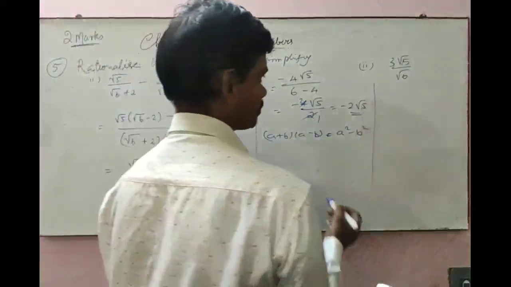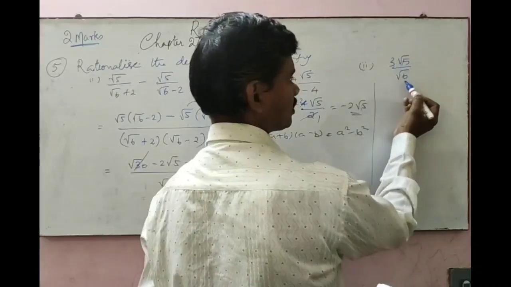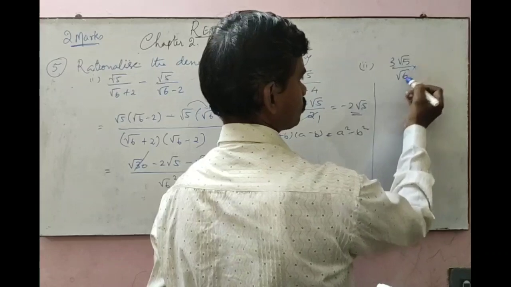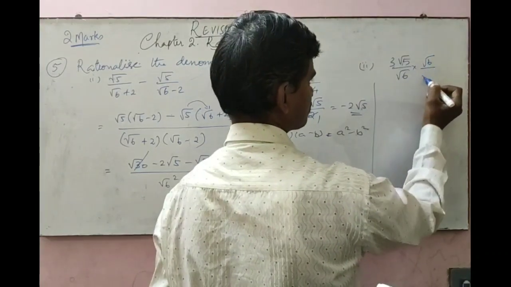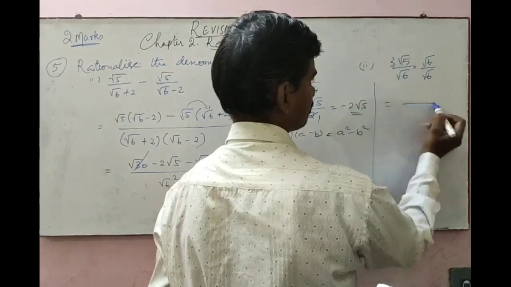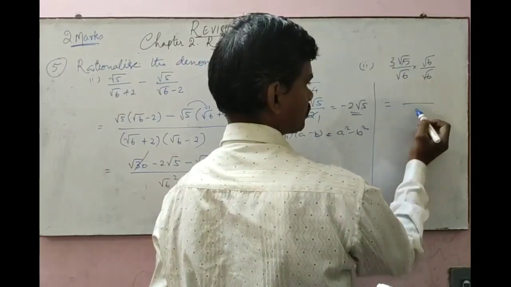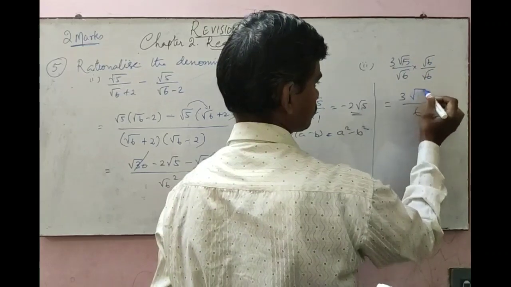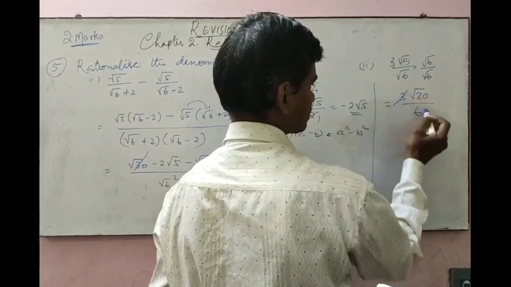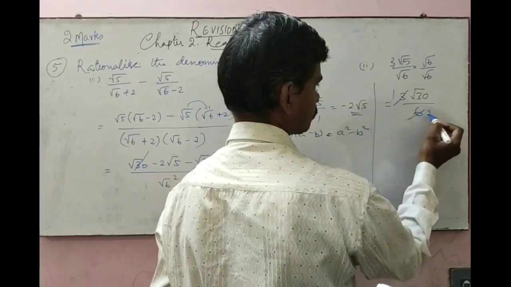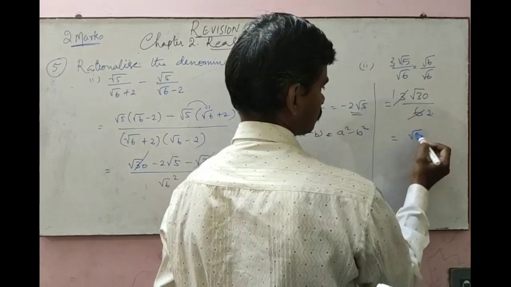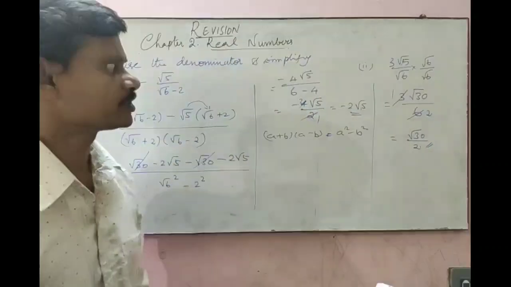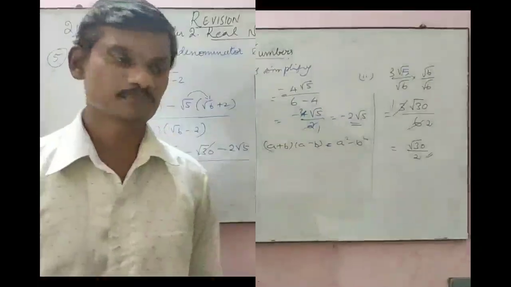Next, in the second subdivision, here we have 3 root 5 by root 6. So what is the denominator? The denominator has root 6. To rationalize this, you have to multiply with root 6, both numerator and denominator. So now in the denominator, root 6 and root 6 gives 6 into 3. Root 5 into root 6 gives root 30. You can cancel this with the 3 table, 1 times, here 2 times. So you can get root 30 by 2. So this is the rationalized and simplified form of the given irrational number.